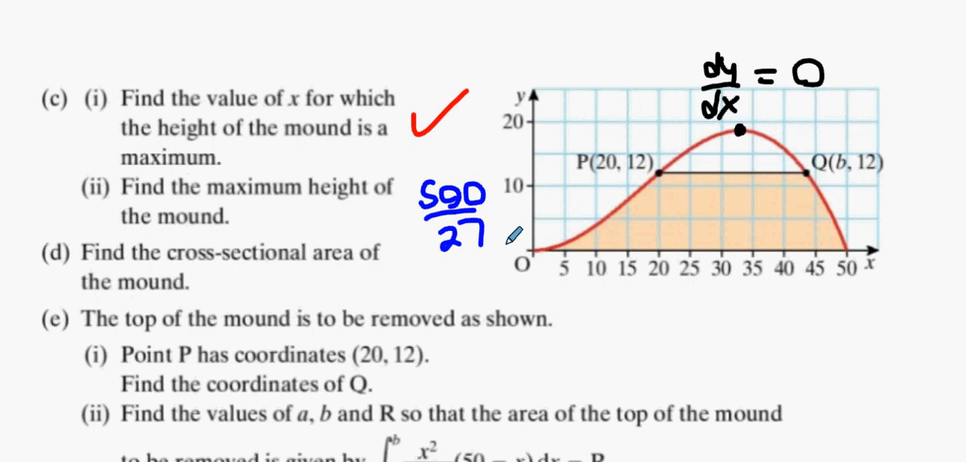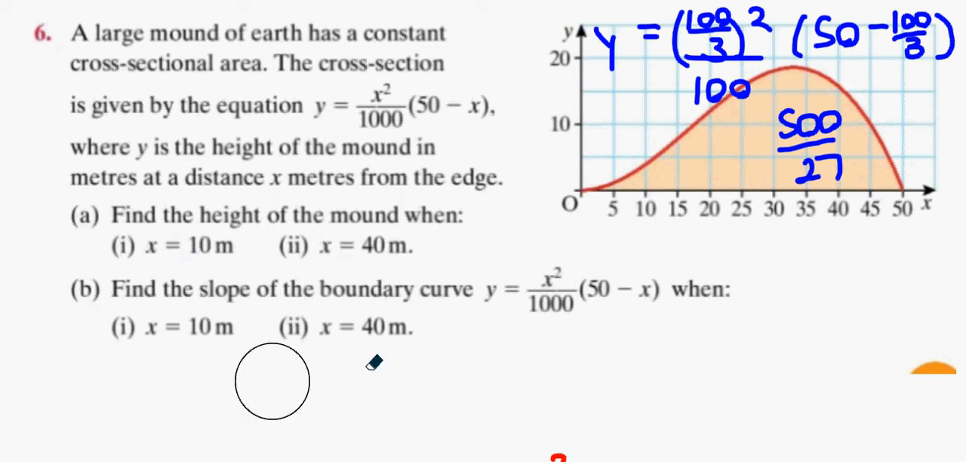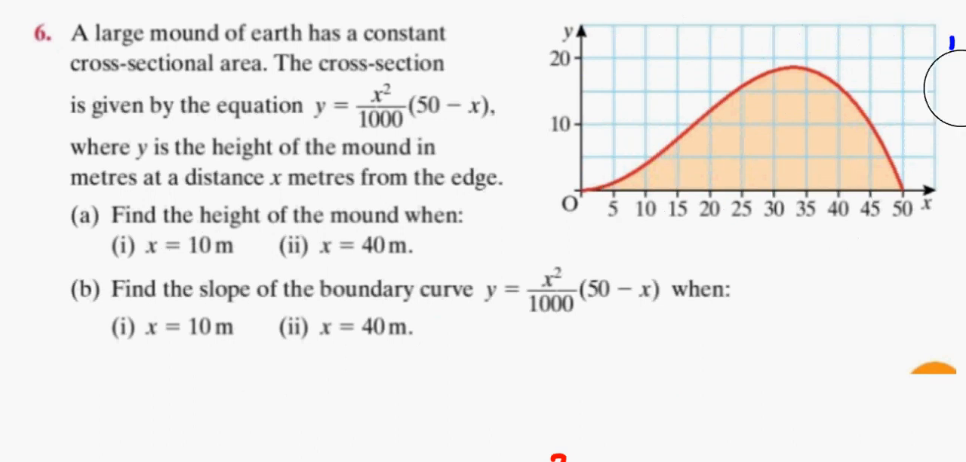Now, find the cross-sectional area of the mound. Lads, is the mound this part here? I'm going to reread the actual description of the question. Alright, the mound is actually the full thing. Yeah? So, we're going to have to integrate that, aren't we? So I'll just go back here. I'm not using this stuff anymore anyway. So I want you to find the area of this.